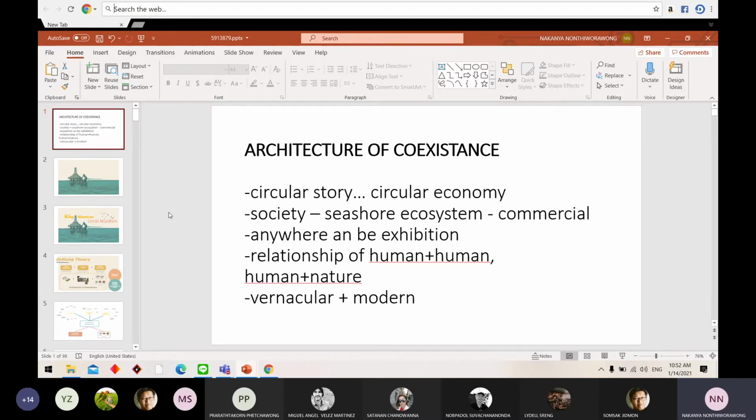And my idea is also that anywhere can be an exhibition, whether it's an exhibition room or another function. I will try to make them all a place where people can learn something by using the function. And the last thing is the combination between vernacular and modern, because this is one of the identities of Bang Khun Thian, the area that has a variety of functions from agriculture to huge industry.